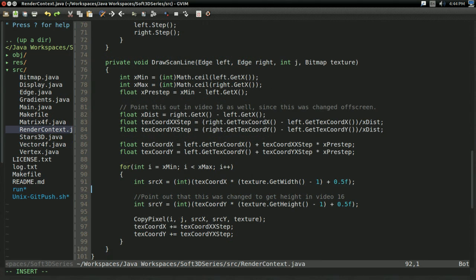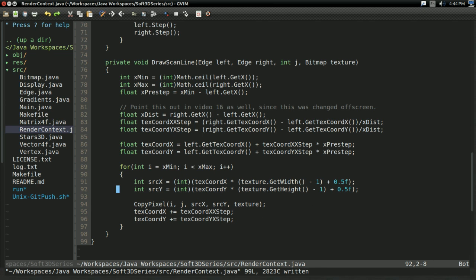So, since last time, there's actually been a few things I did off-screen. First off, for source Y, this should be texture.getHeight, not getWidth. I actually did change this during the coding of the last video. You could even see that on GitHub. But unfortunately, I didn't get a clip of that in the final cut, so sorry about that.